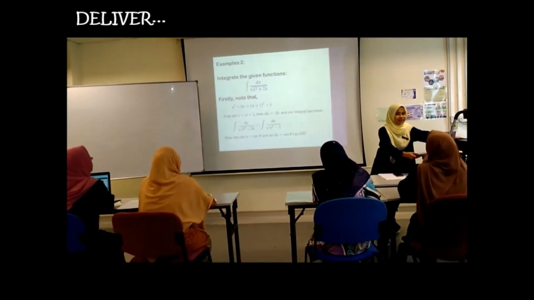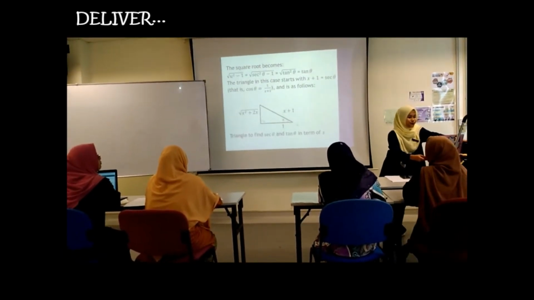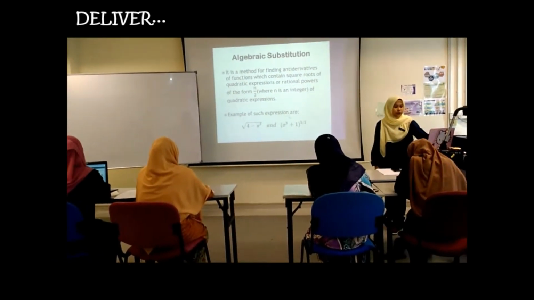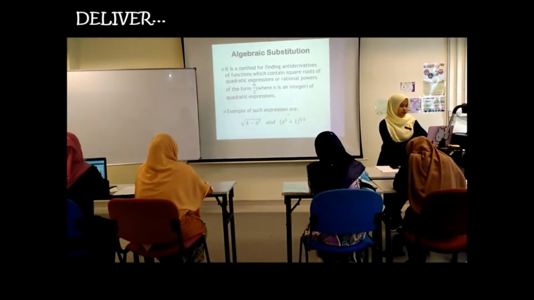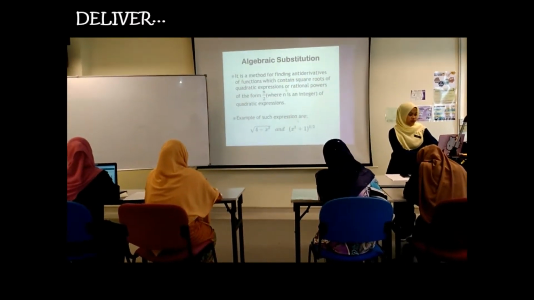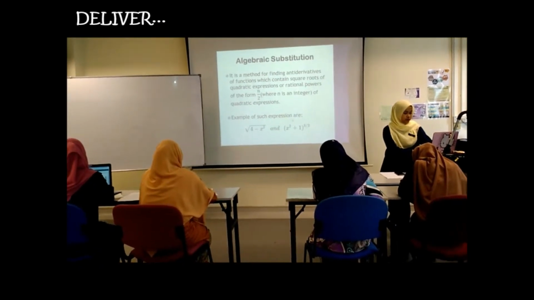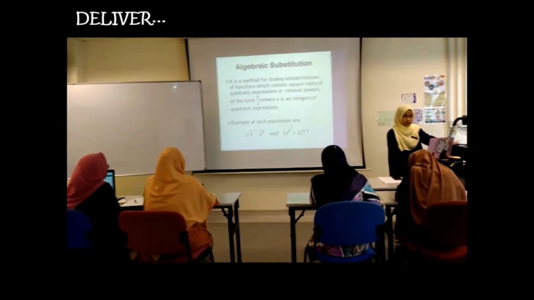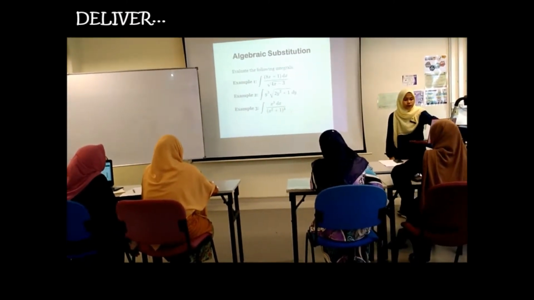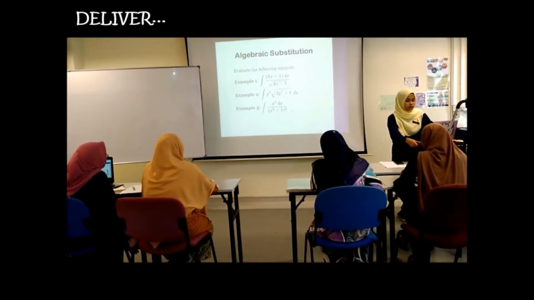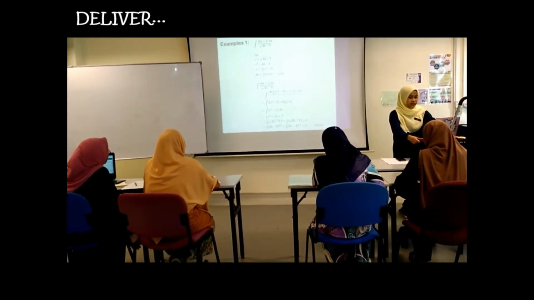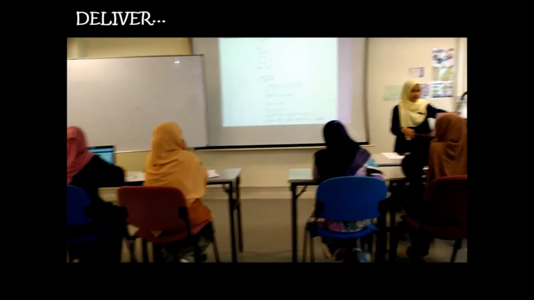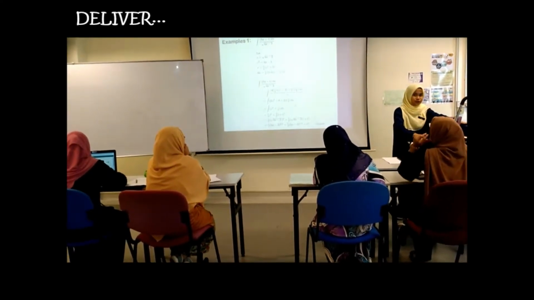This is an example for the next integration. So you guys can learn at home. So we go through to the algebraic substitution. It is a method for finding antiderivative of function which contains square roots of quadratic expression or rational powers of the form n over 2, where n is an integer, of quadratic expression. This is for example number 1, number 2, and number 3. Evaluate the following integral. Example 1. So what I have taught just now, you just apply it to answer the example.